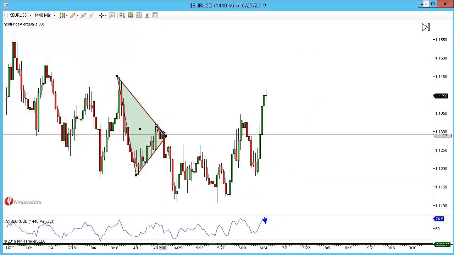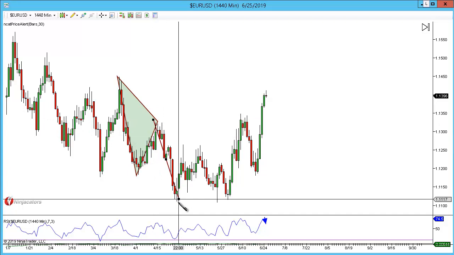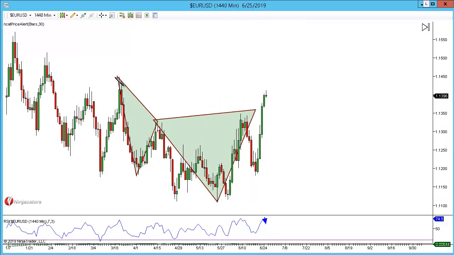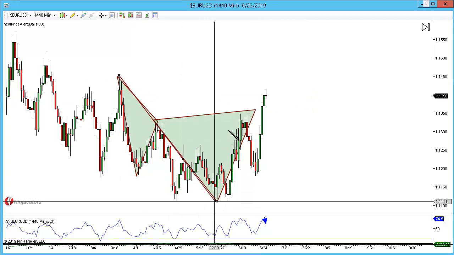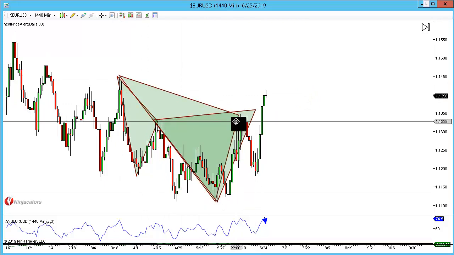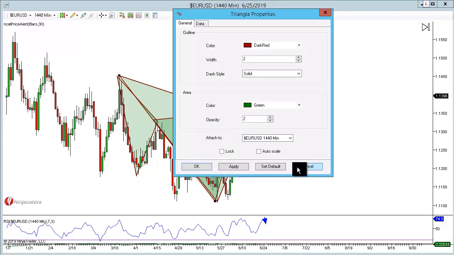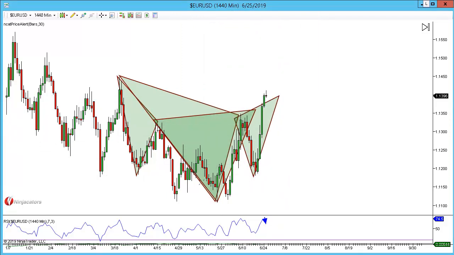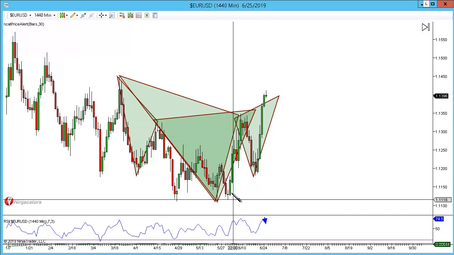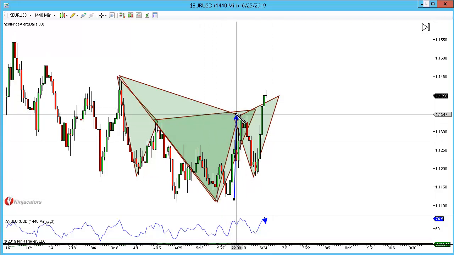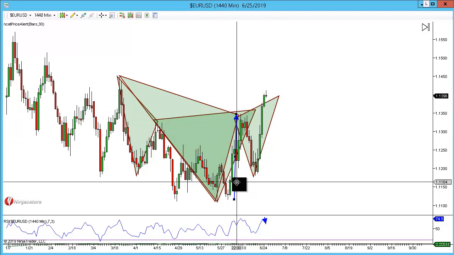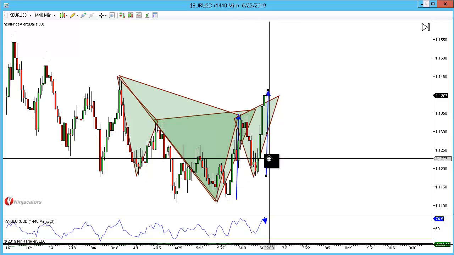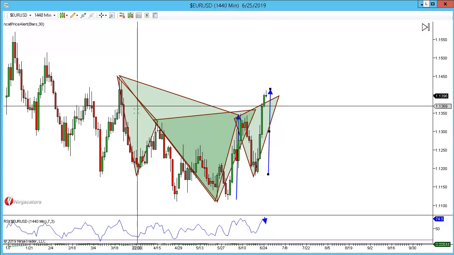X to A to B, B to C. CD completion was around here, but then we have X to A to B. I'm just going to make this a different colour. Actually, no, I won't. B to C and a CD completion up here. And then what we have is an AB equals CD pattern looking like this. And we've just come up now to complete that pattern.